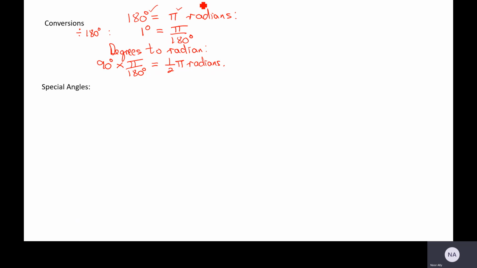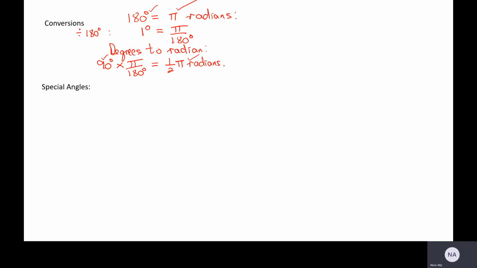180 degrees is pi. 90 degrees is pi over 2 radians. So that is your procedure when you are given degrees and you want to convert to radians.